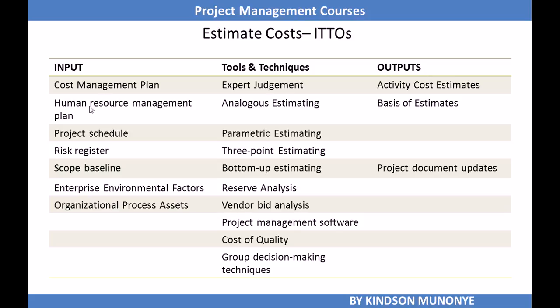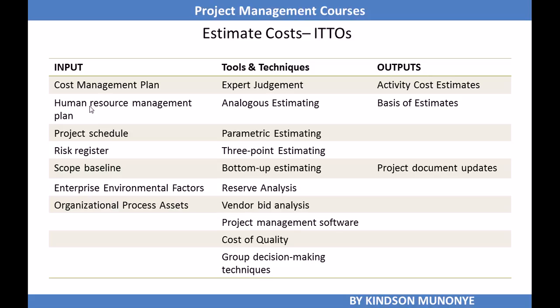The scope baseline is the output of create WBS, right? Yes, create WBS produces as an output the scope baseline, and of course we need enterprise environmental factors and organizational process assets. There are quite a number of tools and techniques used to estimate costs. We've seen some of these tools under the project time management knowledge area, when we discussed estimate activity duration and estimate activity resources, but we are going to apply these tools and techniques to estimate the cost.